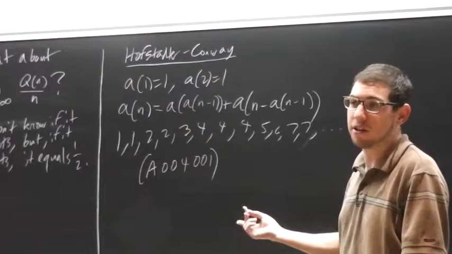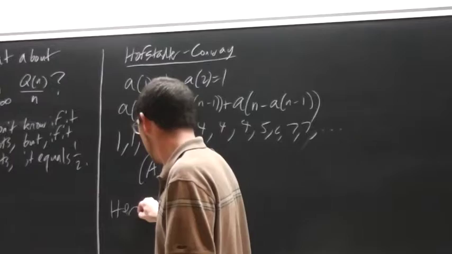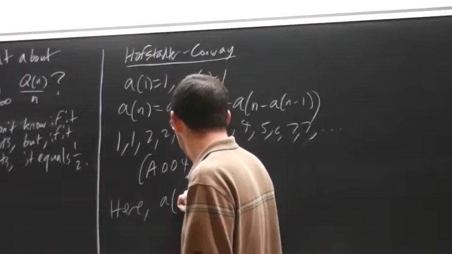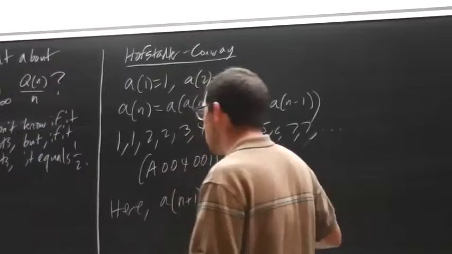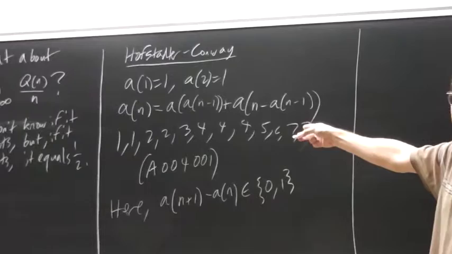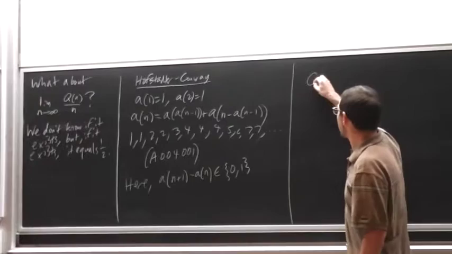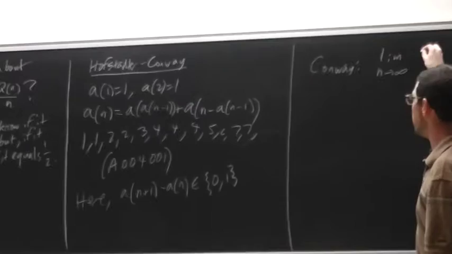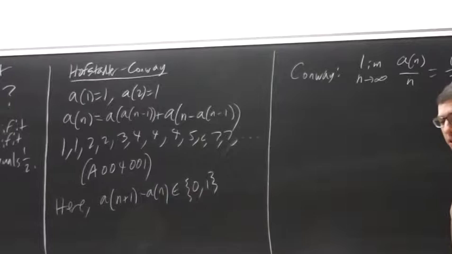So it's fairly easy to show that the difference between successive terms is either 0 or 1 in this sequence. And that can just be proved by induction. So this is from the 60s that Hofstadter proposed this. In the 80s, Conway got to studying it. And he was able to show that this limit is equal to a half. But he had no clue about the rate of convergence.